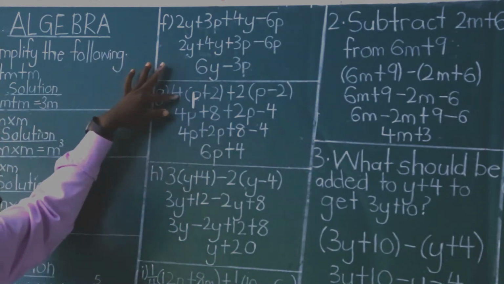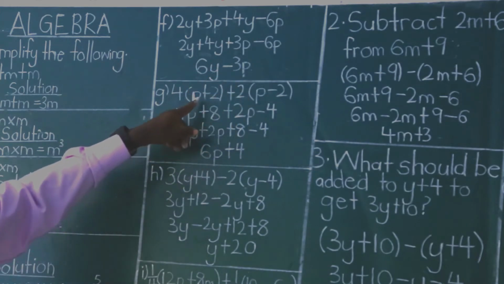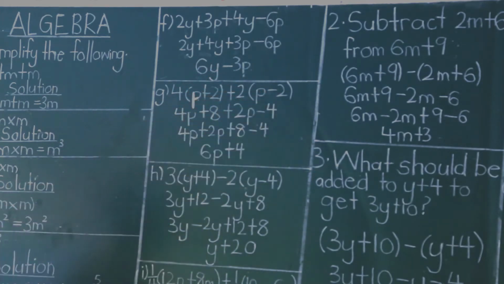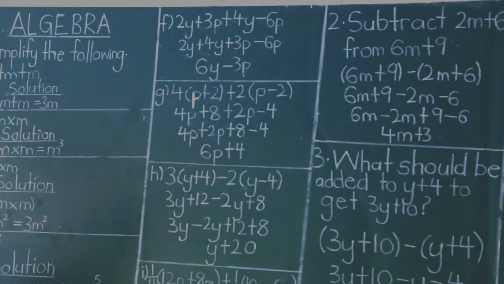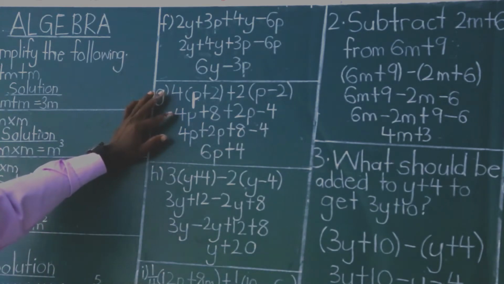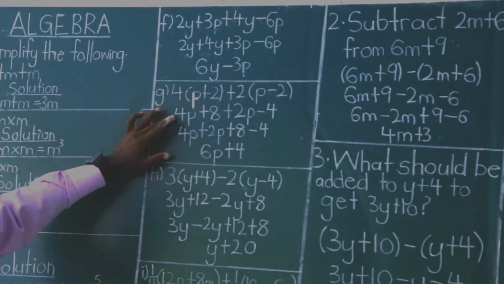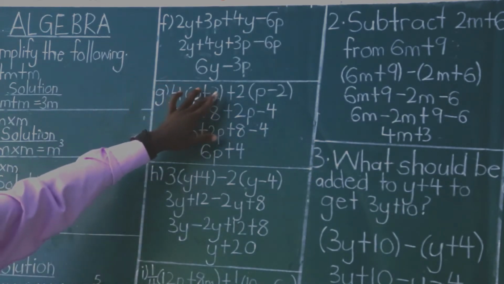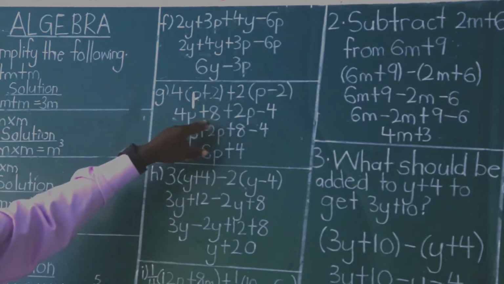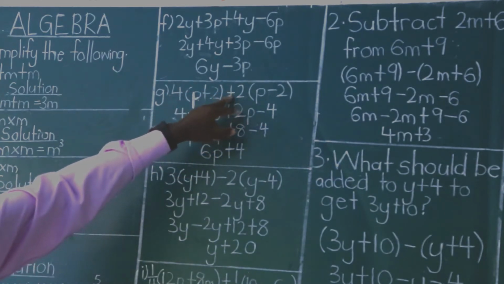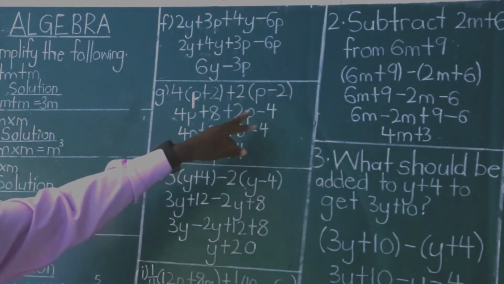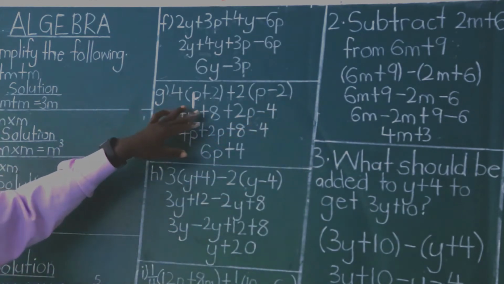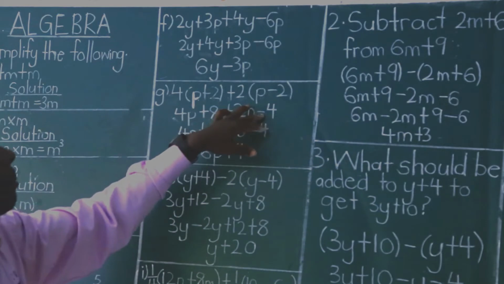Now that we have got positive openers, that is 4 and 2, the signs inside, that's the plus and the minus, will be maintained. Now we are going to open. 4 times p is 4p. 4 times 2 is 8, which is still a positive 8. Then 2 times p is 2p. Then 2 times negative 2 is a negative 4. Thereby getting 4p plus 8 plus 2p minus 4.